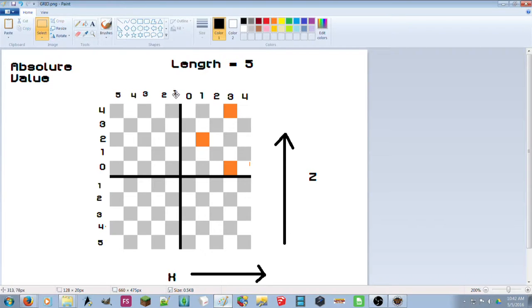Sorry about how some of these are aligned. That's kind of what happens when you're working in Paint. Okay, so if you take the absolute values of your chunk numbers, this is what you're going to be left with.